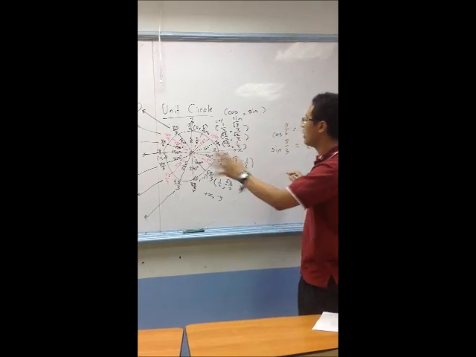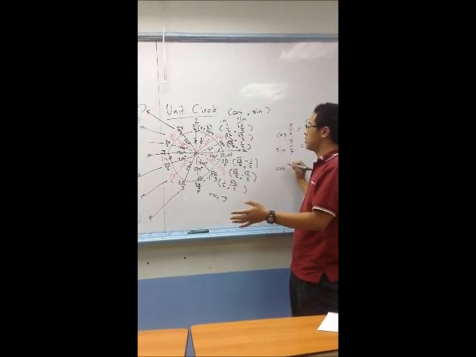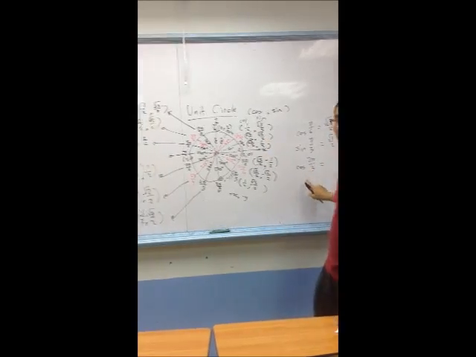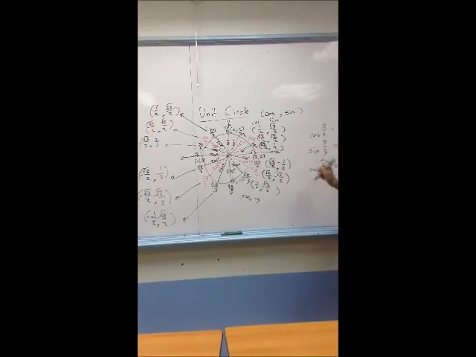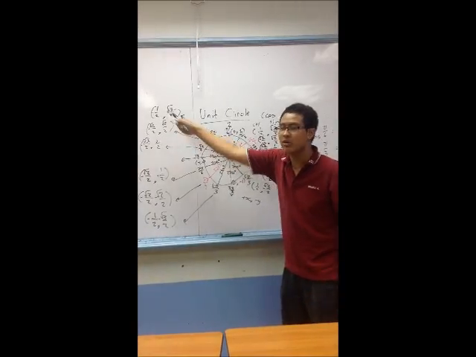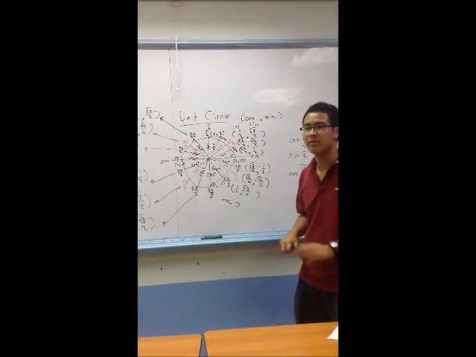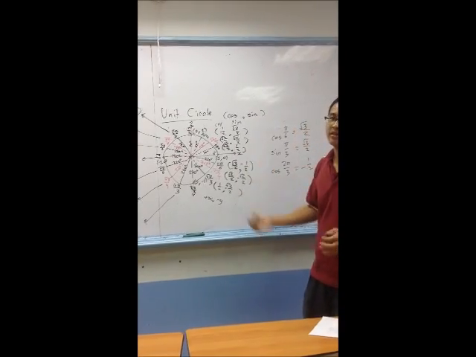So let's say, what is cos 2 pi over 3? Cos 2 pi over 3, by looking at the unit circle, is going to be negative 1 over 2. And you can do this for these degrees. And basically, this is the unit circle.